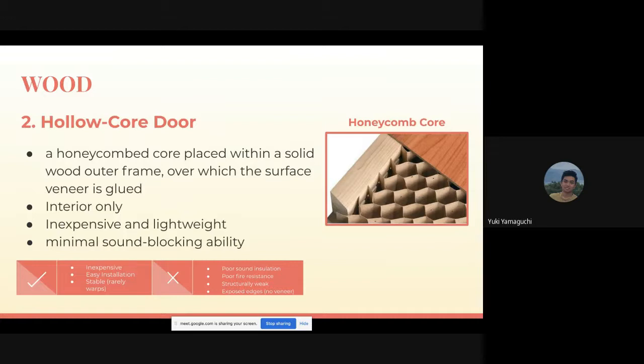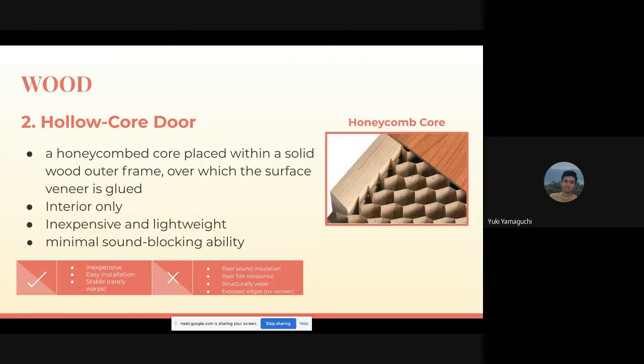The second type of wooden door is the hollow core door. The hollow core door is not exactly hollow, but it has a honeycombed core placed within a solid wood outer frame, and the surface is covered with veneer, which is glued. This type of door is usually used for interior only. It's inexpensive and lightweight, and it has a minimal sound blocking ability.